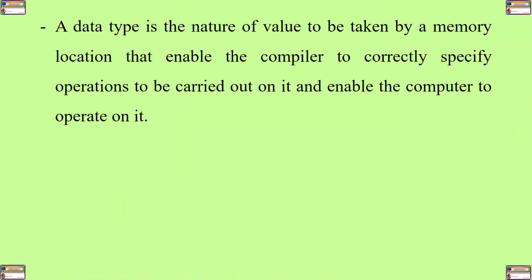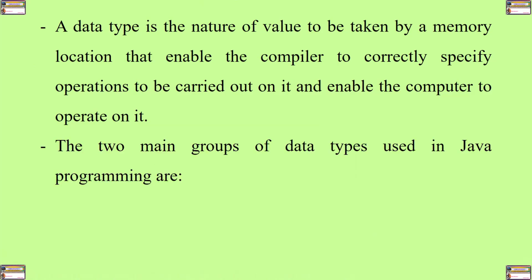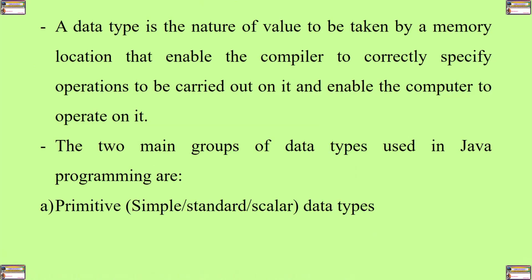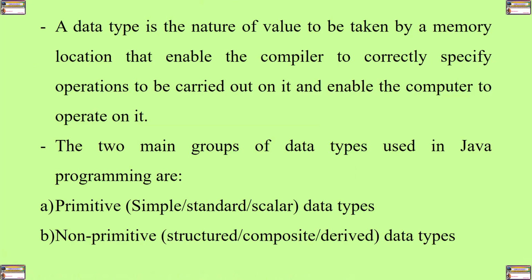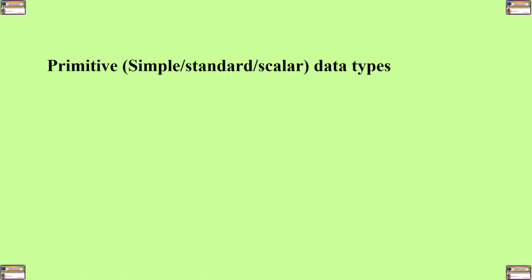A data type is the nature or value to be taken by a memory location that enables the compiler to correctly specify operations to be carried out on it and enables the computer to operate on it. The two main groups of data types used in Java programming are the primitive data types, which we also call the simple, the standard, or the scalar data types. And number two is what we call the non-primitive data types, which are also called the structured data types, the composite data types, or the derived data types.